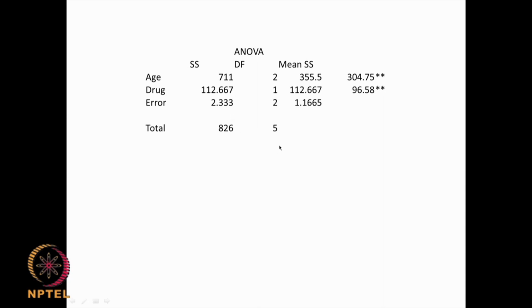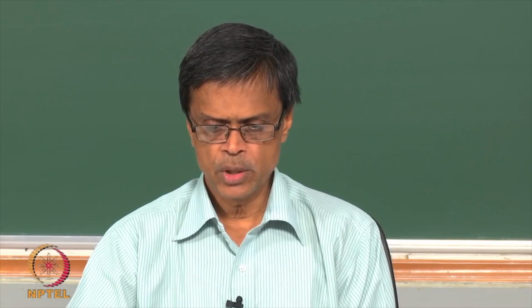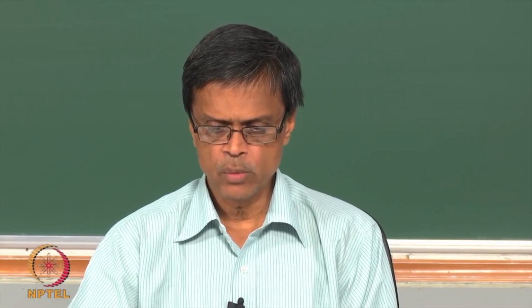Now total is 6 data points, so degrees of freedom is 5. There are 3 ages, so degrees of freedom is 3 minus 1, which is 2. There are 2 drugs, so you get 1. So error is 5 minus 2 minus 1, that comes to 2. So mean sum of squares: 711 by 2, drug is 112 divided by 1, error is 2.33 divided by 2, 1.16. Now for age F, 355 divided by 1.16, for drug 112 divided by 1.16.